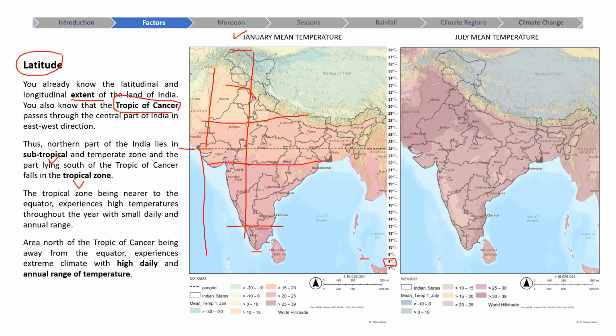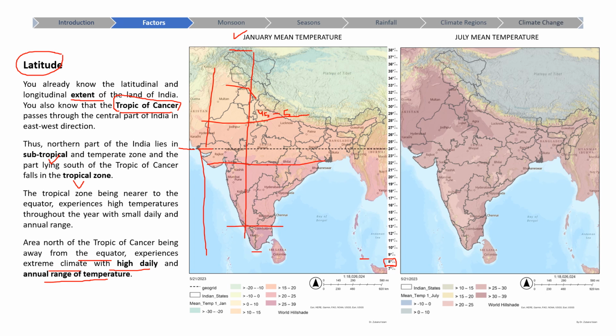And the area north of the Tropic of Cancer, being away from the equator, experiences extreme high. There is a high daily and annual range of temperature. If you take the example of Delhi, the temperature may be 45 degrees Celsius, and in winter maybe 5 degrees Celsius. So this is the annual difference.